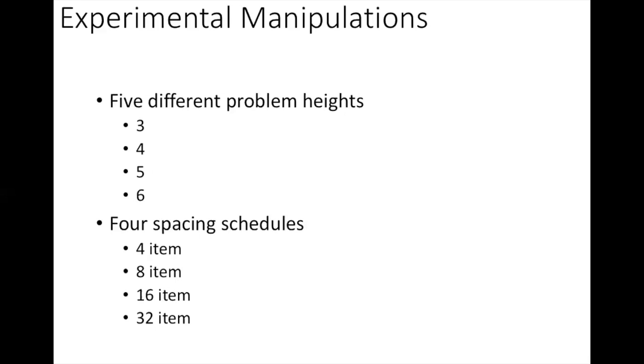In the experiment, there are 2 particularly important experimental manipulations. The problem height, controlling how difficult the problem was, so 3, 4, 5, 6, how many numbers have to be added to the base, and the spacing schedule. Each item that was learned on day 1 and day 3 was placed on a unique spacing schedule, being shown every 4, 8, 16, or 32 trials.